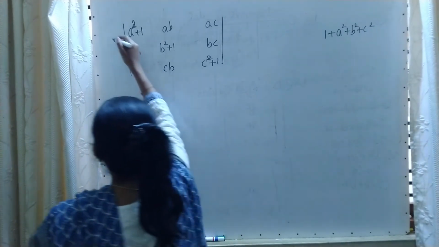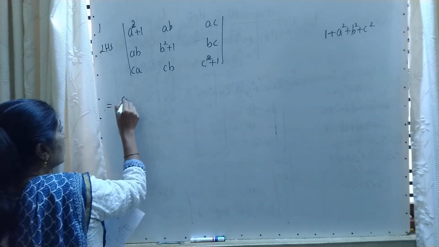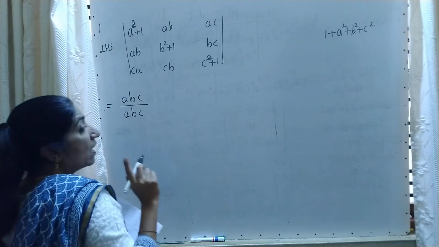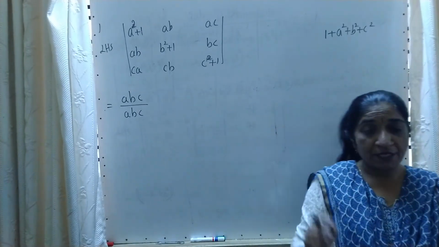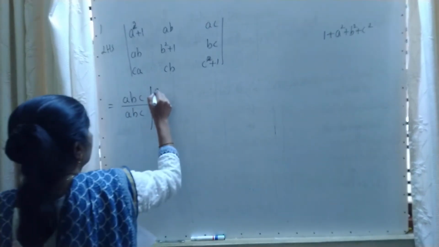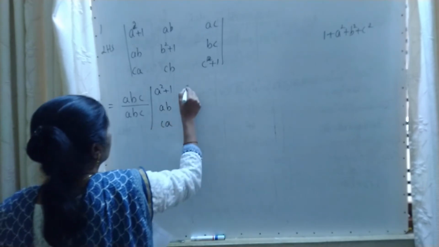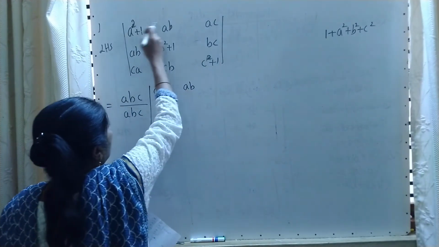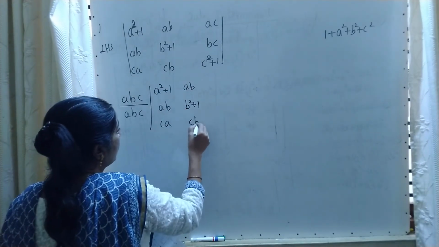And note, students, this question is a little bit different. Mark this. Here on the side, outside I am writing abc upon abc. That means I am multiplying and dividing by abc. Then there is no change. Please note down this step. I am writing the determinant as it is. Because we required a square, b square, c square, and in all those terms we are not getting that. To get those terms, we are doing a small adjustment here.